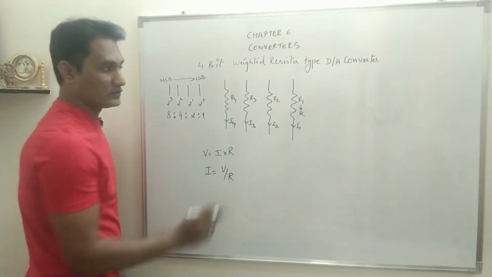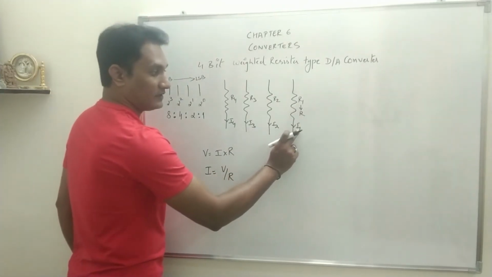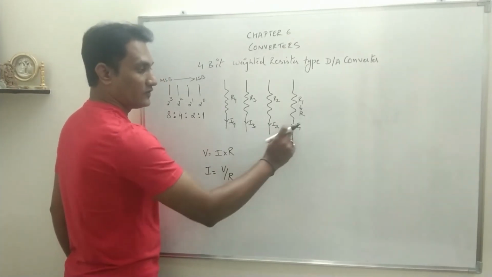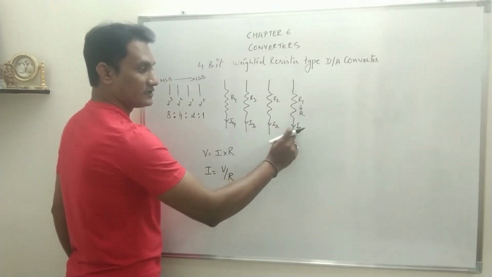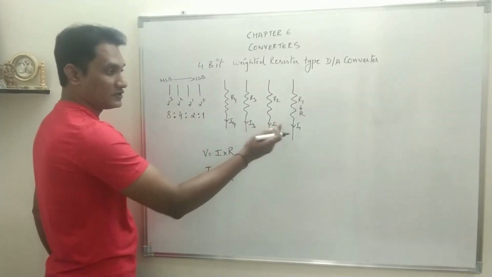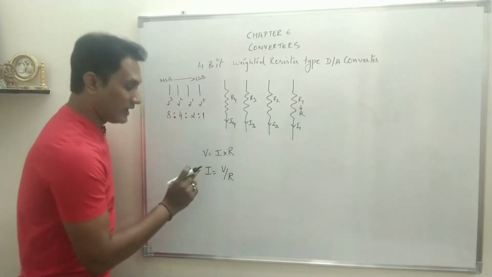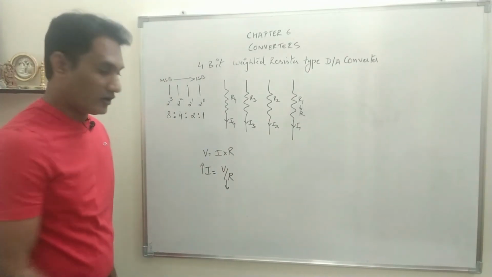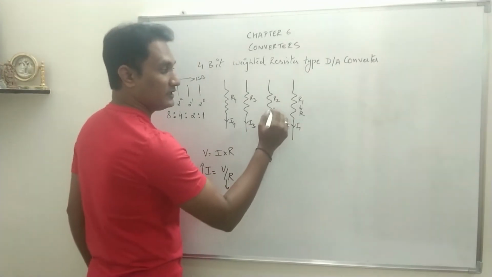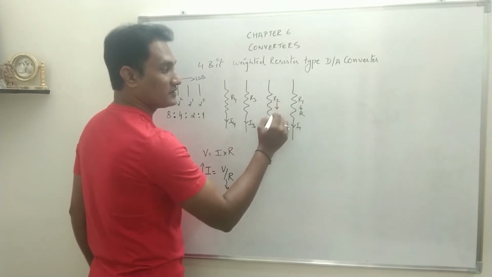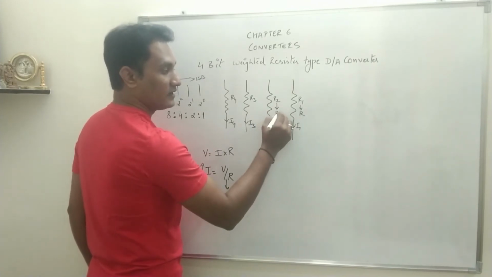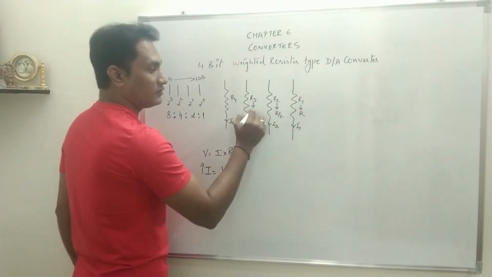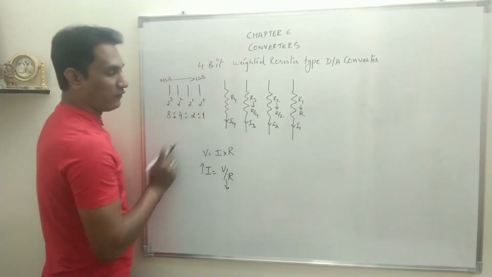See, from I1, which is the LSB, to I4, which is the MSB, the current should increase in the ratio of 1:2:4:8. Current should keep on increasing. Current increase means resistance should decrease according to this equation. So what should be the ratio of resistance decrease? If this is R, this should be R by 2. If this is R by 2, the next will be R by 4.